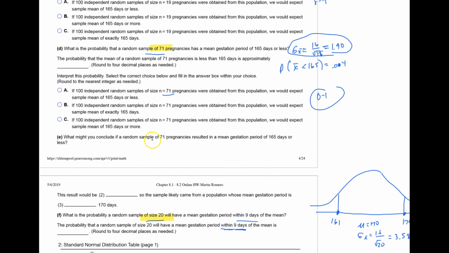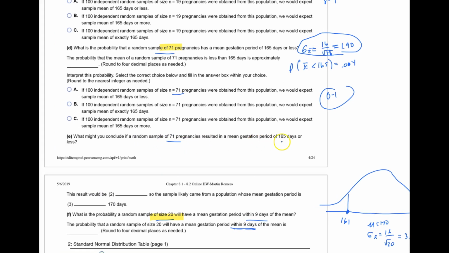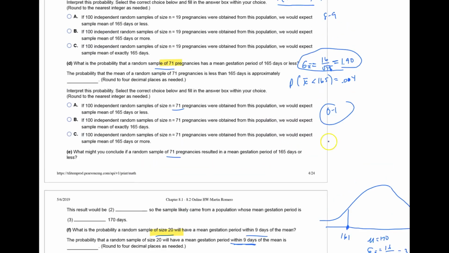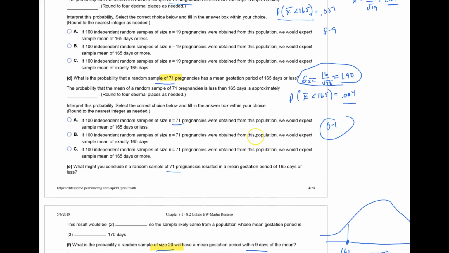What might you conclude if a random sample of 71 pregnancies resulted in a mean of 165 days or less? We would conclude that this is definitely unusual since this probability is so small.